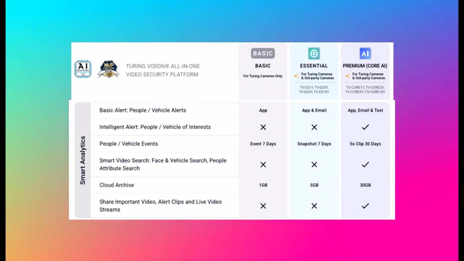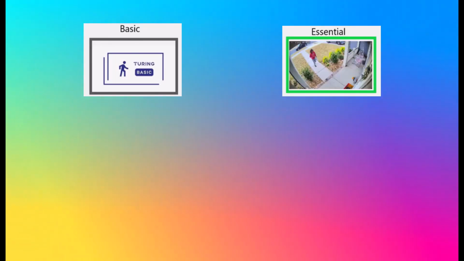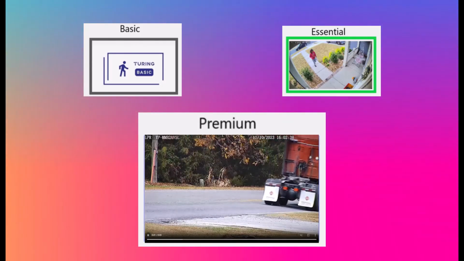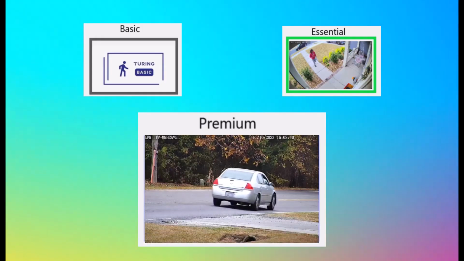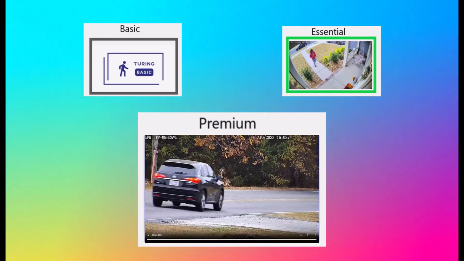Next up are our people and vehicle events. With our Basic tier, you will receive a notification in the form of a generic icon. This notification will remain visible to you for 7 days. Moving up to Essential, you will receive a snapshot of a person or vehicle providing greater detail. This snapshot is stored in the cloud for 7 days. And with our Premium tier, your events will be in the form of 5-second video clips. These clips are retained in the cloud for a period of 30 days.